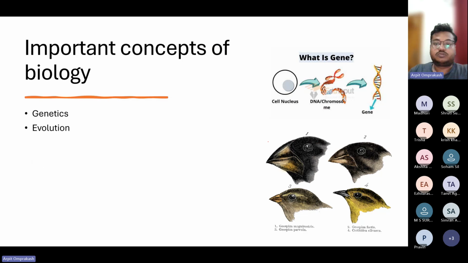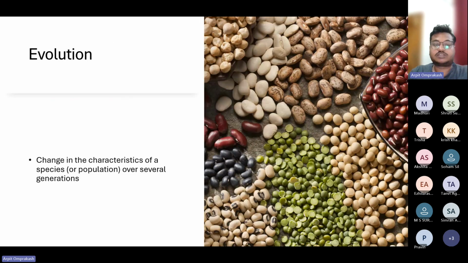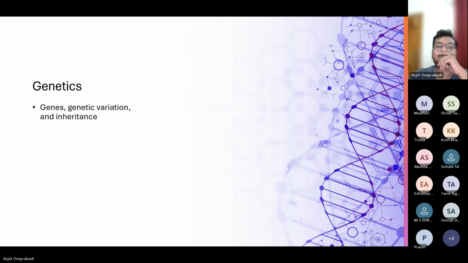So we looked at all of these in more detail. For example, evolution is more properly defined as the change in the characteristics of a species over several generations. A species can be a population of a single species living in a given area, or the whole species, which is all the populations combined, and how they are changing over several generations. Genetics talks about genes, genetic variation, and how genes are inherited, and how characters or traits are inherited by offspring from parents.